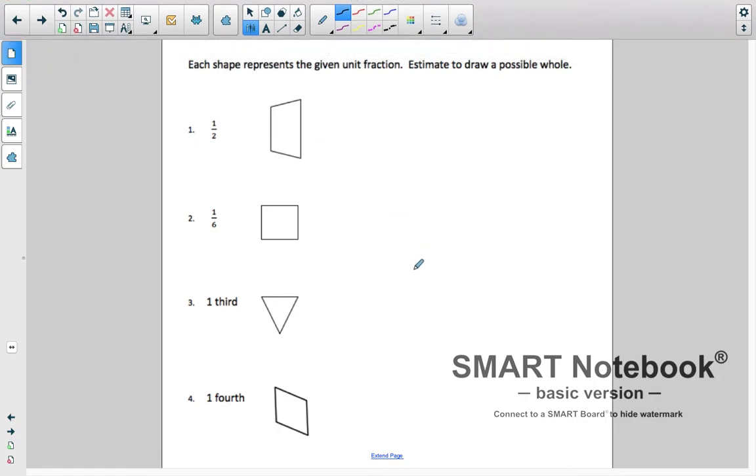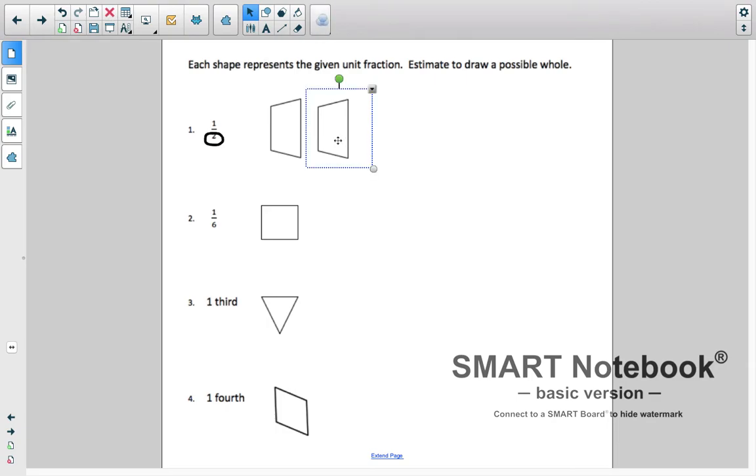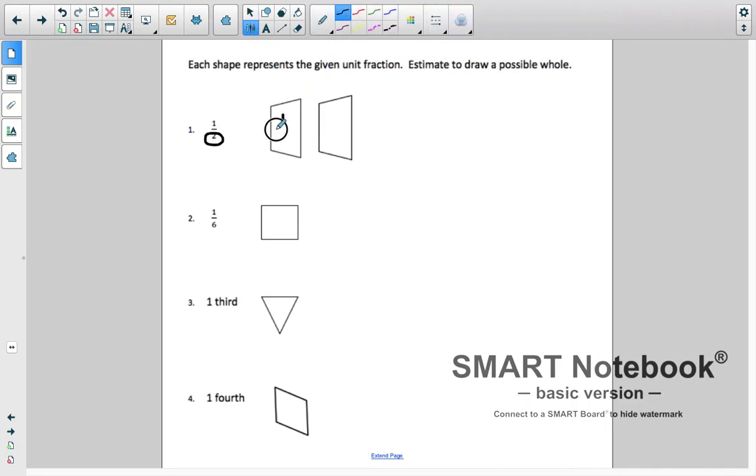It says each shape represents the given unit fraction. Estimate to draw a possible whole. So our first one is 1/2. Let's look at the bottom number. We have to have 2 pieces. So I have 1 piece here, and now I have 2 pieces. And it kind of doesn't look like the same size, but I'll try my best. And they both equal 1/2. I have my 2 pieces, and this would equal 2 halves, which also equals a whole.